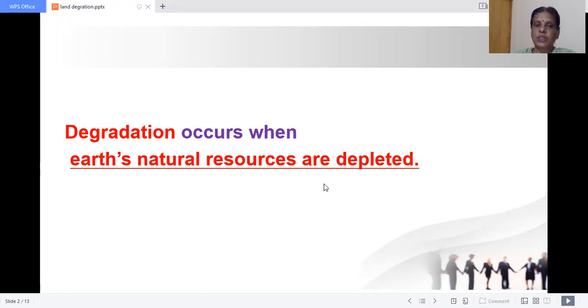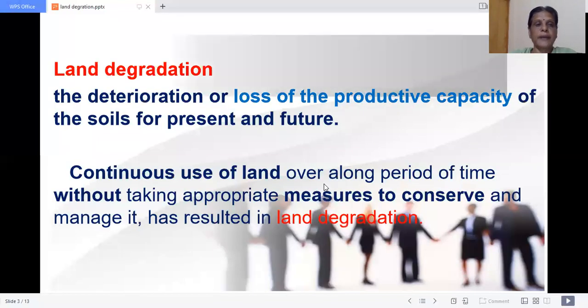But what is that quality? Fertility of the soil is decreasing. That is called degradation. When will it occur? It will occur when natural resources are depleted, diminished. Okay. Land degradation. Let us see what is meant by land degradation.